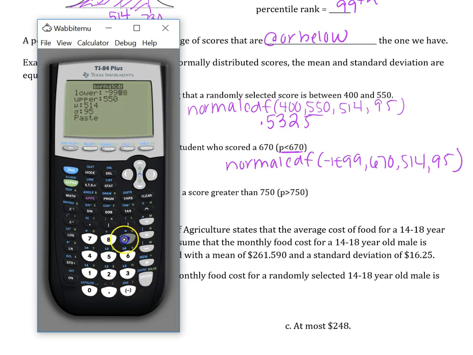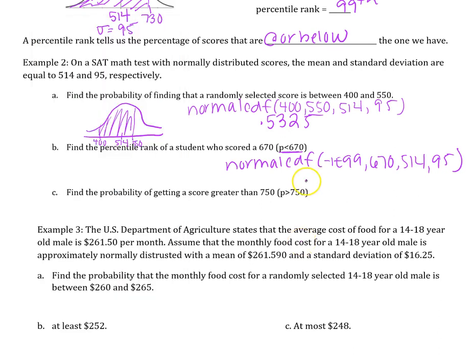So you'll notice this time I'll just hit negative 99999, like that's a big enough negative number. I'll just change this to 670, go ahead and paste, and I get 0.9497. So again, percentile rank will be the nearest percent, so they're scoring in the 95th percentile.